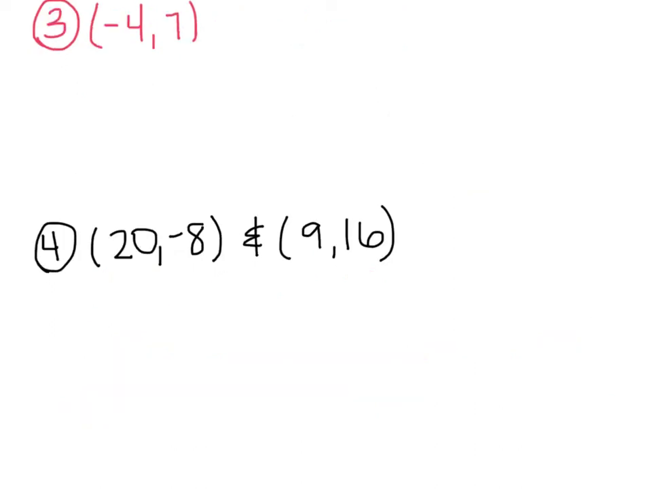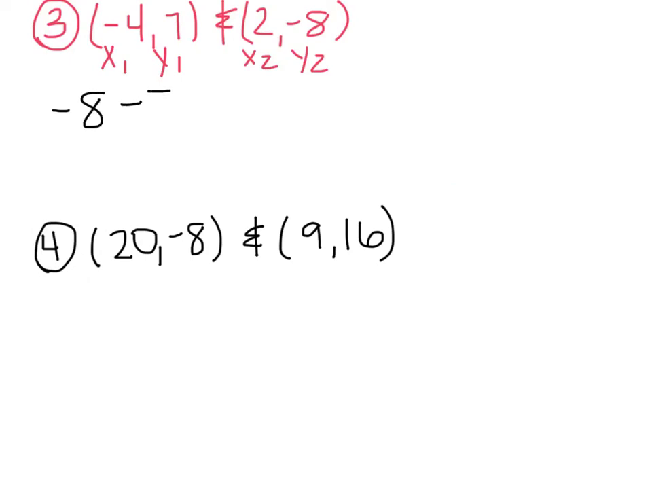Now go ahead and pause this and try these two on your own, and then come back and we'll do them together. Alright, so let's label them. We have x1, y1, x2, y2. Let's plug these into our formula. So y2, which is negative 8, minus y1, which is 7, over x2, which is 2, minus a negative 4, because that's x1. So negative 8 minus 7 is negative 15.